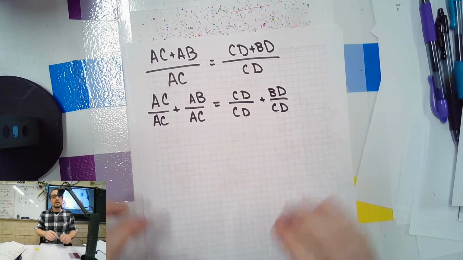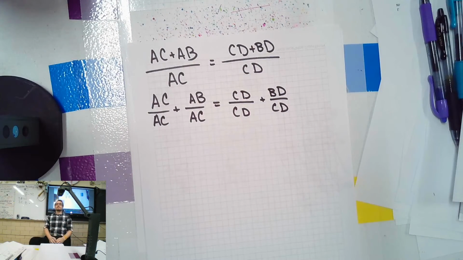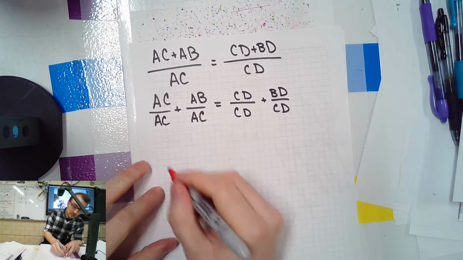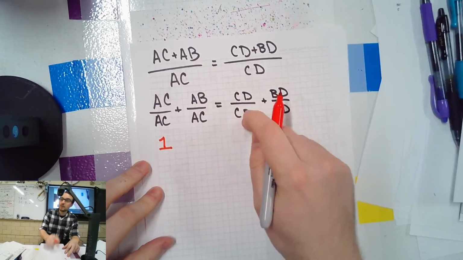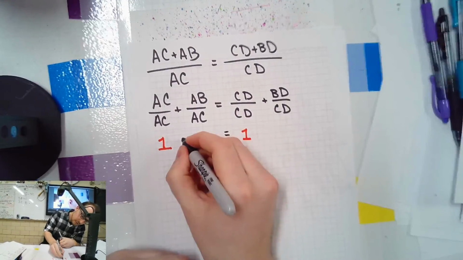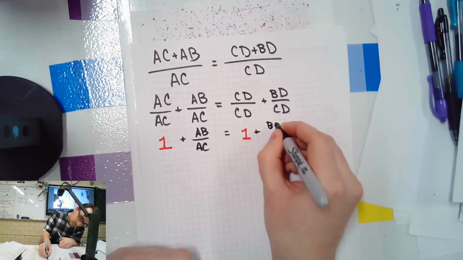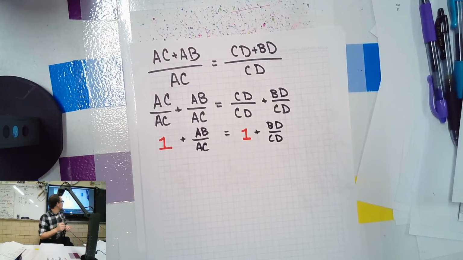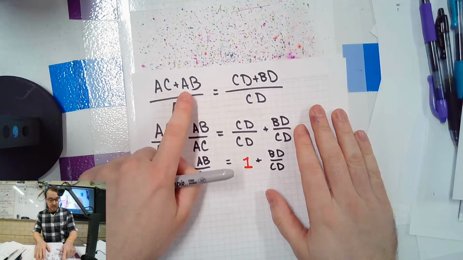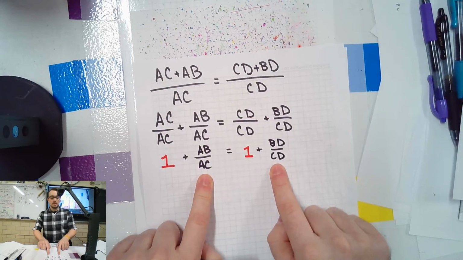Now, what do you see? What's AC divided by AC? What's CD divided by CD? So we have this. Great. Look what we did. We got rid of the extra AC and the extra CD. They're not there anymore, right? This is almost what we want.